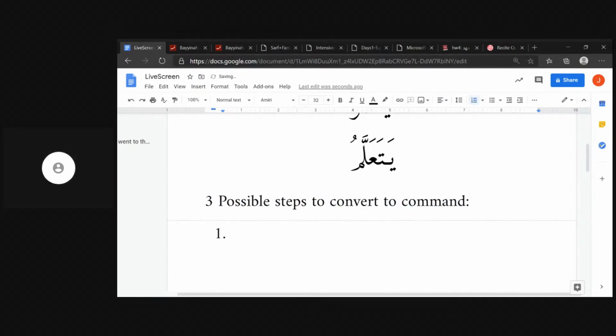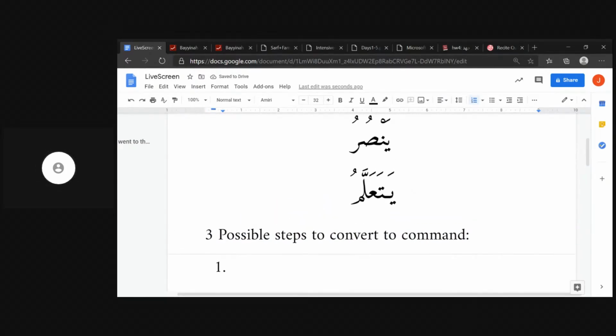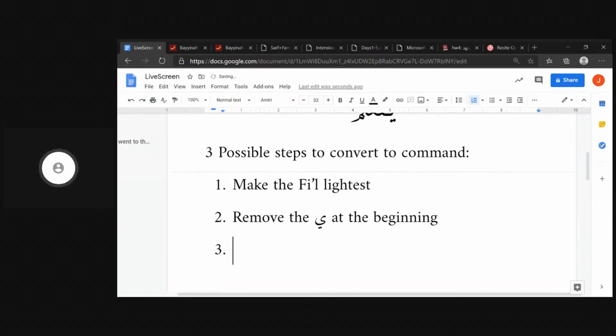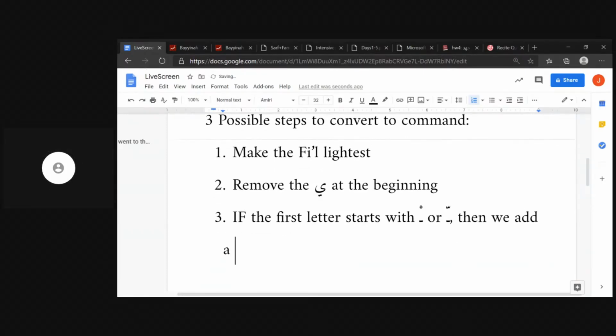Okay. The first step is make the fi'l lightest. Second, remove the ya at the beginning. Then the third step is optional. Not optional, but it won't always be used. If the first letter starts with sukun or shadda, then we add an alif at the beginning, a hamzatul wasl at the beginning. Okay, so these are the three steps.